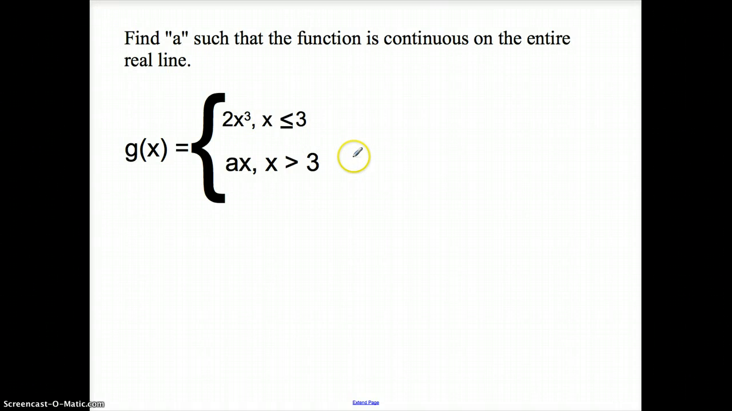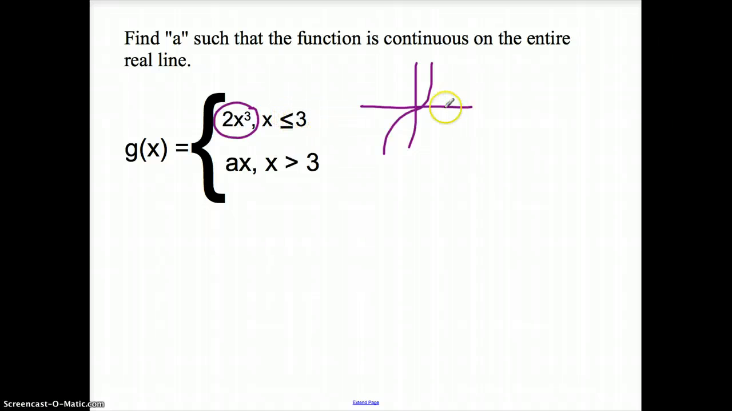On the AP test, they often have questions like this. Find a such that the function is continuous on the entire real line. Well, each part of that function is continuous itself. 2x cubed is the graph of x cubed, just a little steeper. But that's only for values equal to 3 and less than 3.